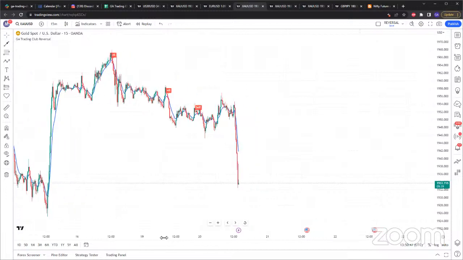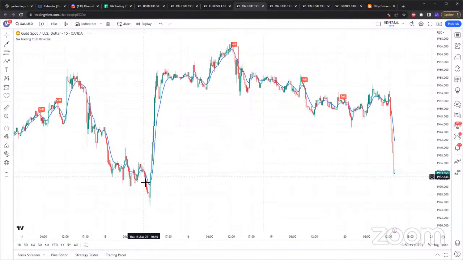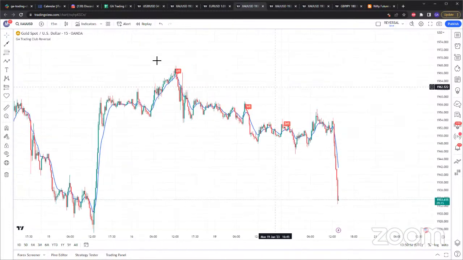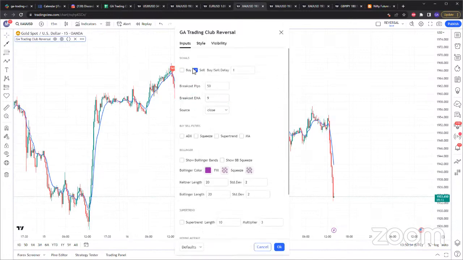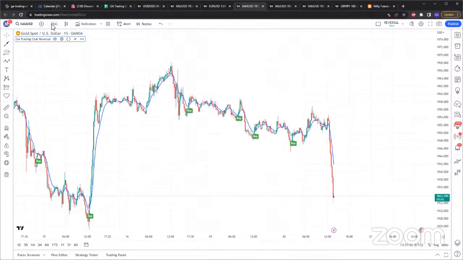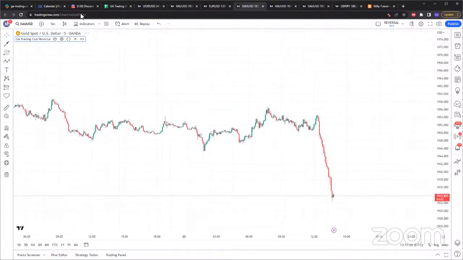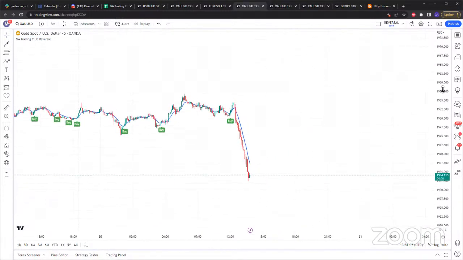This was another reversal as well on gold, possible reversal right here. But anyway, I'm not interested in sells. I'll turn off the sells so that they don't mess with my mentality or psychology. 50 here for gold, so that's just default, and this should be on the 5-minute. The trend is on the 5-minute.